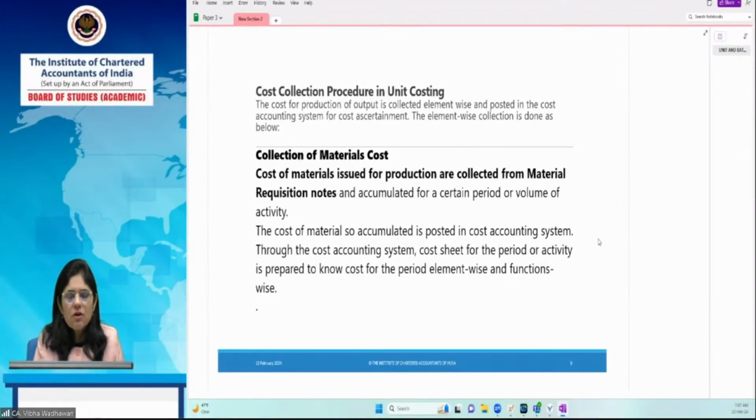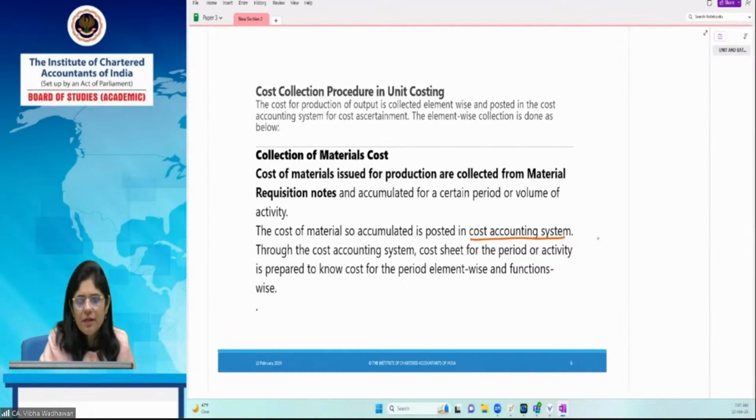So cost of material so accumulated is posted in the cost accounting system, which we will be doing in a couple of days. Through the cost accounting system, the cost sheet for the period is prepared to know the cost for the period element wise and function wise. In the cost sheet, we'll be understanding in detail how we segregate the cost and how we record the cost in the cost sheet element wise and function wise also. Clear? So both the segregation and classification you will find in the cost sheet. We'll be discussing that in that module.